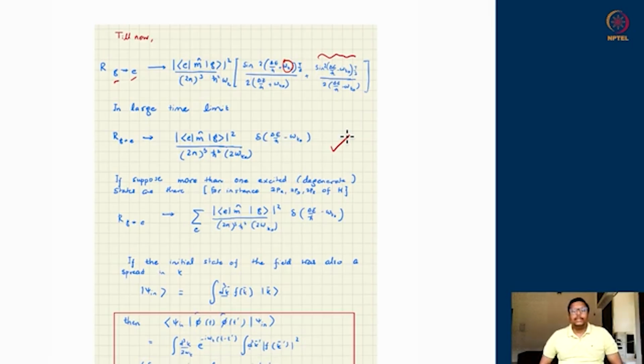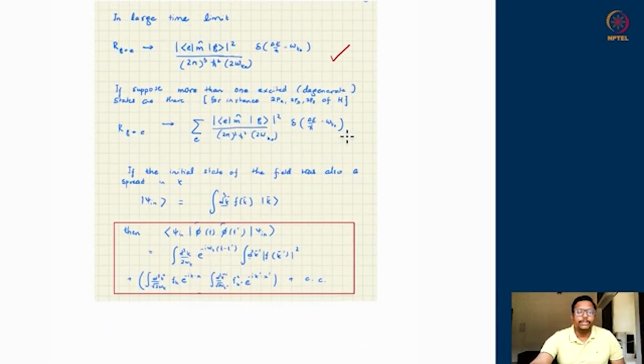Now, there is another interesting set of events which happens if there is an additional set of states at the excited level. Let us say degenerate states. Suppose there is one ground state, but the excited states are multifold. They all come with the same energy, and they have a degenerate structure. So then we need to ask about the transition probability across each of them.